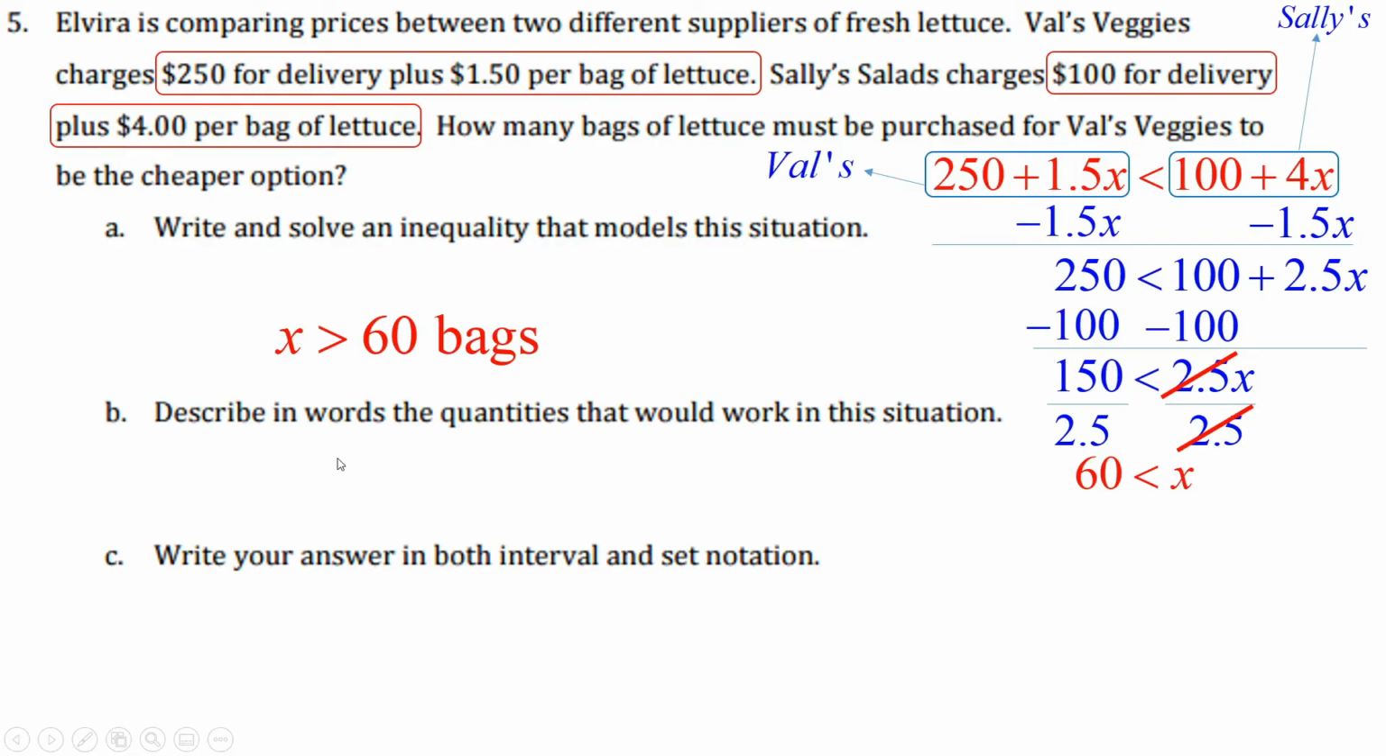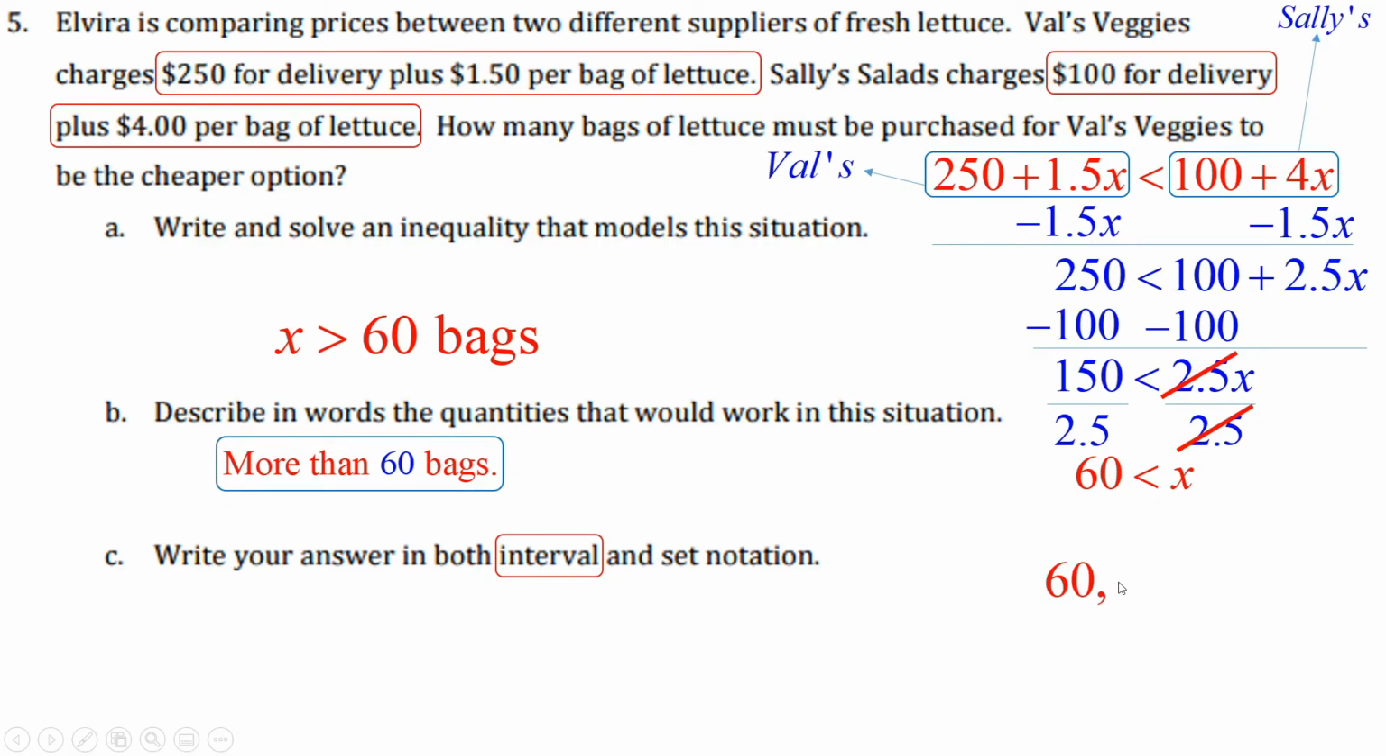Okay, B. Describe in words the quantities that would work in this situation. Well, essentially the way I read this just described it. So we need to buy more than how many bags of lettuce for Val's to be cheaper than Sally's? 60 bags. Now write your answer in both interval and set notation. So interval notation, comma. Okay, now more than 60 bags. That means my left bound would be the 60.